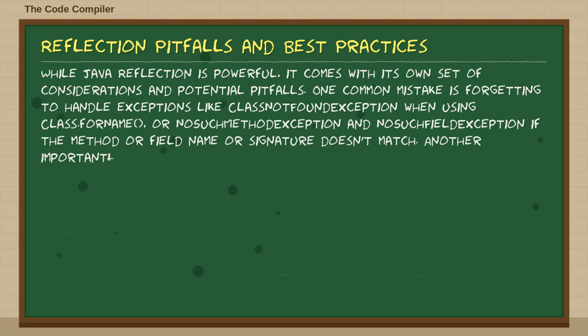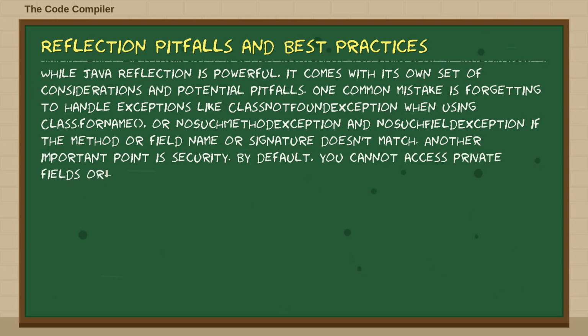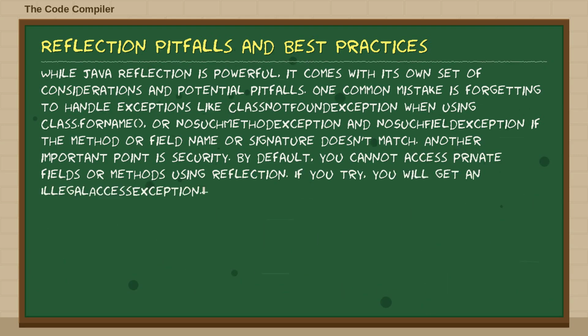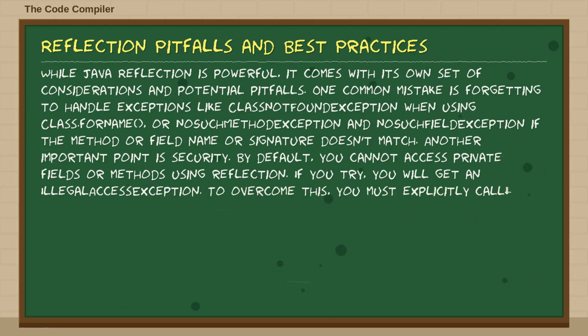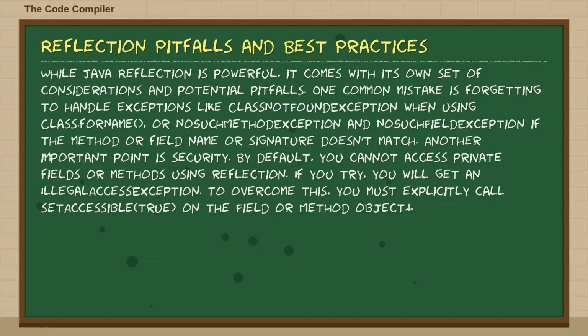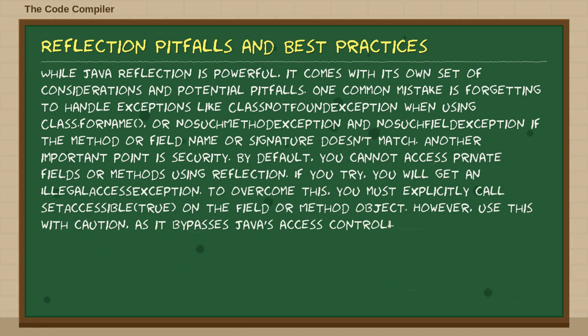Another important point is security. By default, you cannot access private fields or methods using reflection. If you try, you will get an IllegalAccessException. To overcome this, you must explicitly call setAccessible(true) on the Field or Method object. However, use this with caution, as it bypasses Java's access control mechanisms.